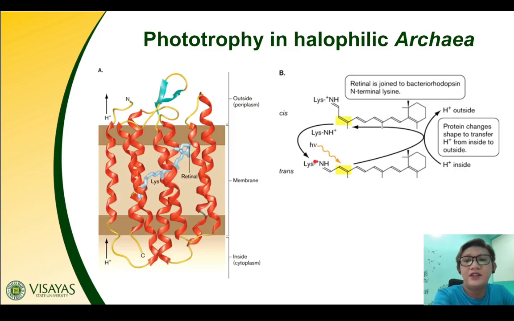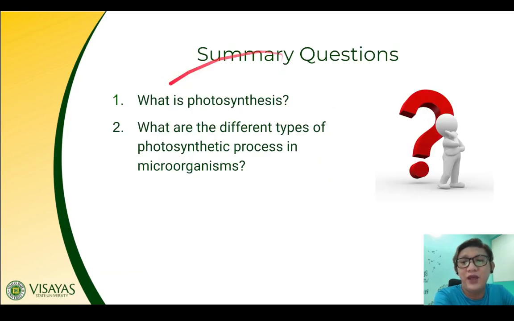As we end our lesson for today, let me give you these summary questions. What is photosynthesis and what are the different types of photosynthetic process in microorganisms? I hope you will be able to really differentiate these different types of photosynthesis in microorganisms, and the different apparatus that they use, the different electron donors and the electron acceptors.